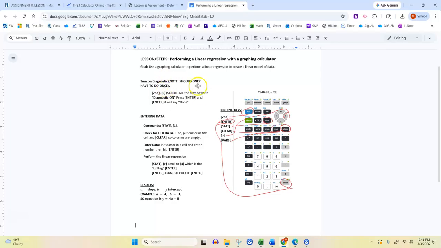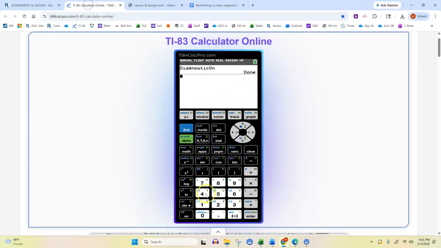You only have to do it once when you get your calculator. Okay, now we're going to enter the data. So like before, when we learned with standard deviation, we go stat 1. So stat 1 allows us to enter the data. I'm going to go through this quickly because I'm assuming that you did the standard deviation exercise that showed you how to enter in data.